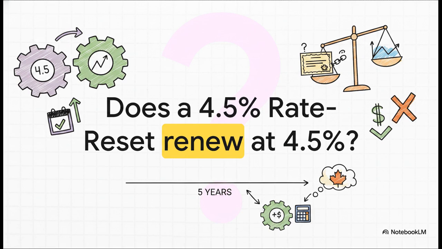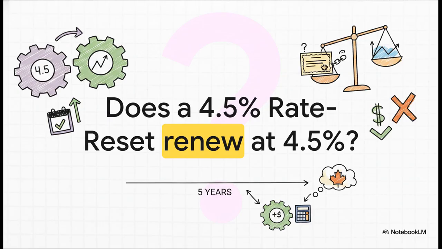Scenario 1. You hold a 4.5% rate reset preferred share and it's passing its initial 5-year term. Does it A, automatically renew at a guaranteed 4.5%, or B, reset to the 5-year Government of Canada bond yield plus a spread? Think about it. The answer is B. That 4.5% in the name? It's just a historical anchor meant to trick you.